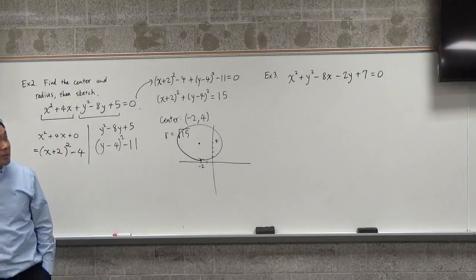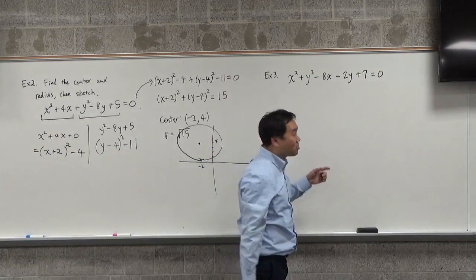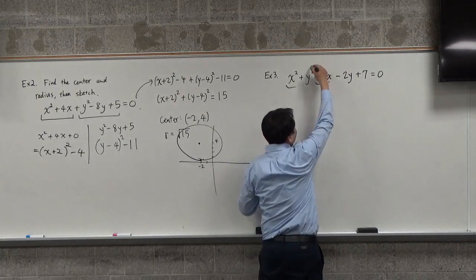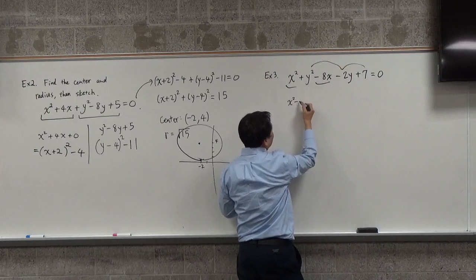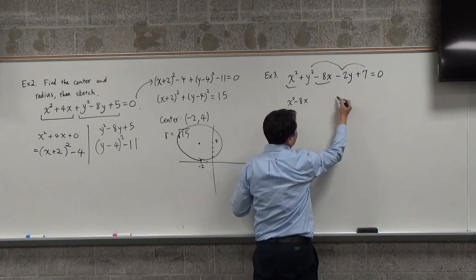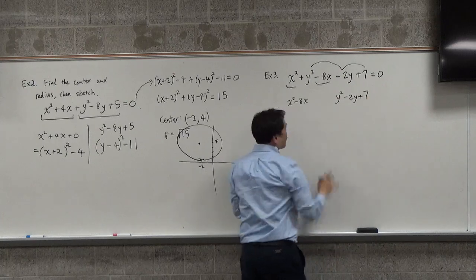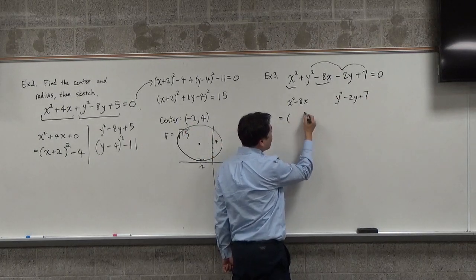For this one, sometimes the order is not in the same way, so you really have to think of these two as one thing and these three as one thing. Okay? So you're trying to complete the square for x squared minus 8x and also complete the square for y squared minus 2y plus 7. So try to do it. What do you do first?